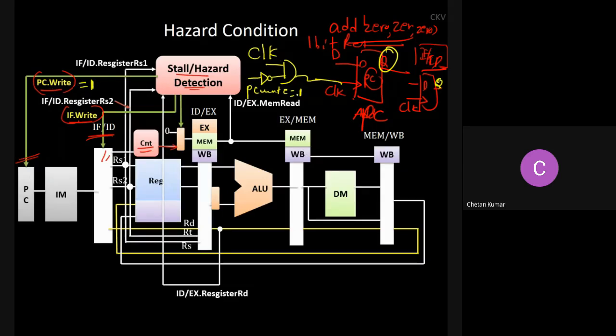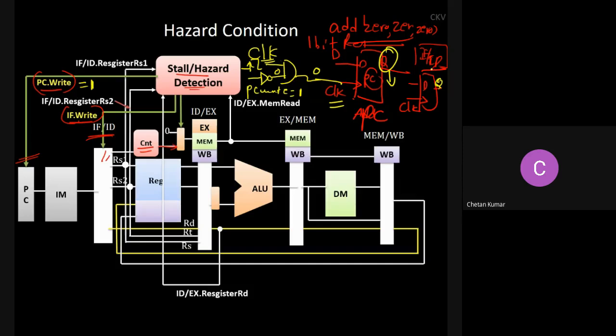So what happens if PC write is equal to 1? The clock is equal to 0. So even if there is a positive edge of clock seen on the original clock, this clock will not see this positive edge, because PC write is 1, meaning 0 will be given as input to this AND gate, and this output will always be equal to 0. So in that case, this value won't change.